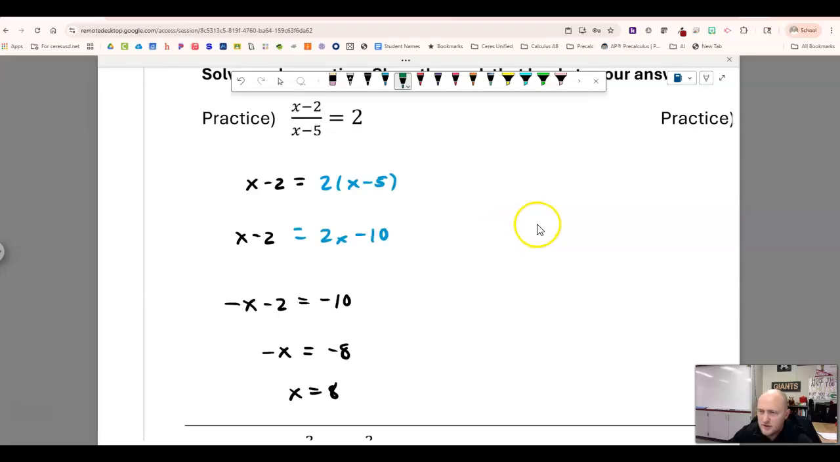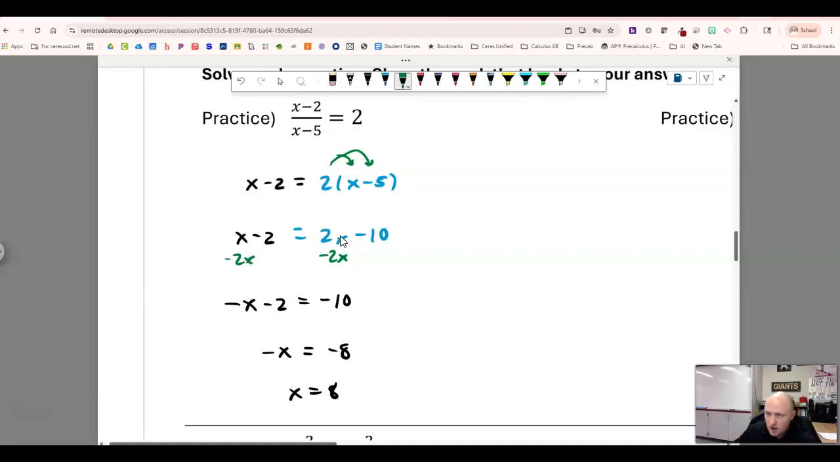Okay, hopefully on this one you got 8. If you cross multiply, 2 times x minus 5 gives you 2x minus 10 if you remembered to distribute. And then you had to combine your x's. This one, I did the opposite of what I normally would do. I usually move this x over here, but I was like, hey, what if I just subtract 2x on each side?